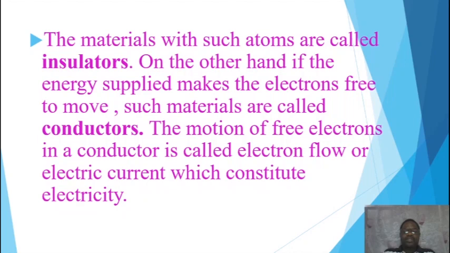Okay, now the motion of free electrons in a conductor is called electron flow, and this electron flow is what we call electric current, and that constitutes electricity. So we now define electric current as the flow of electrons in an electric circuit.